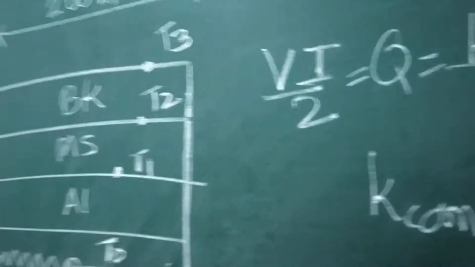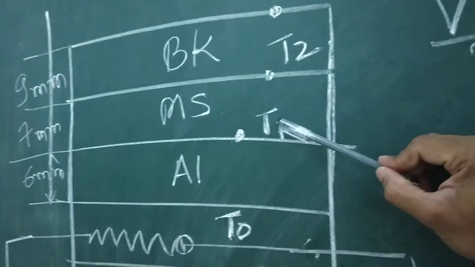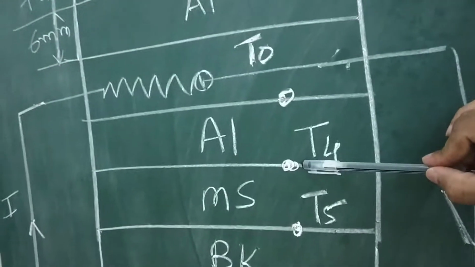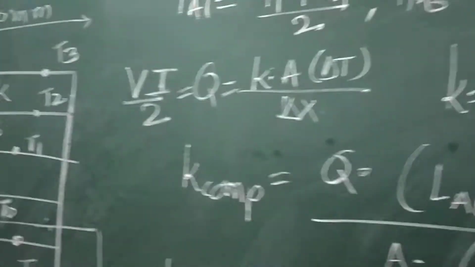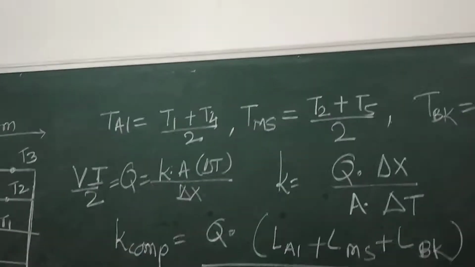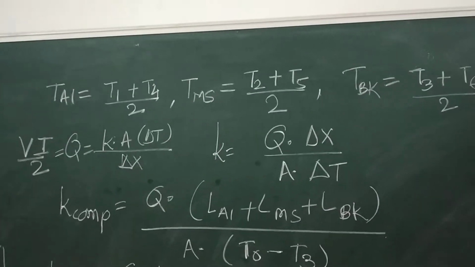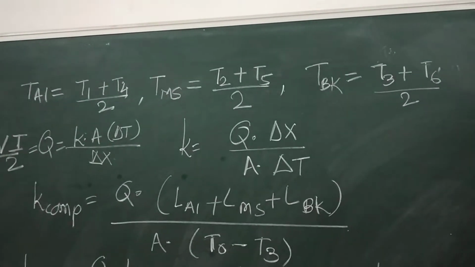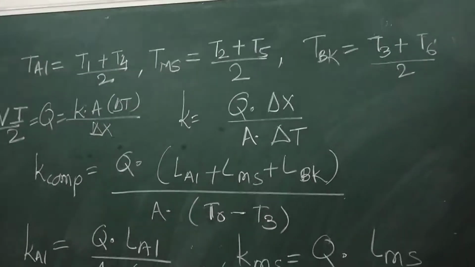How will you find out? Here the temperature of the aluminium is T1 and here the temperature is T4. Hence we have to take the average of those two. Hence the temperature of aluminium is T1 plus T4 divided by 2. Temperature of mild steel is T2 plus T5 divided by 2, and temperature of bakelite is T3 plus T6 divided by 2.